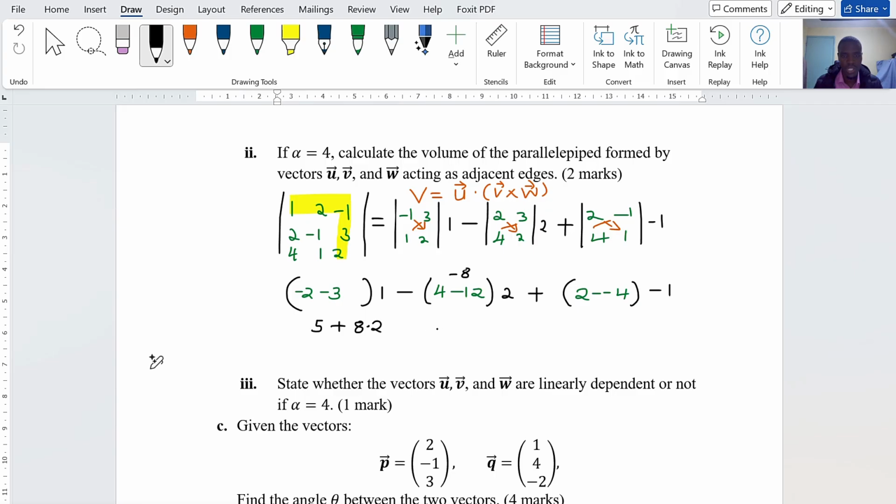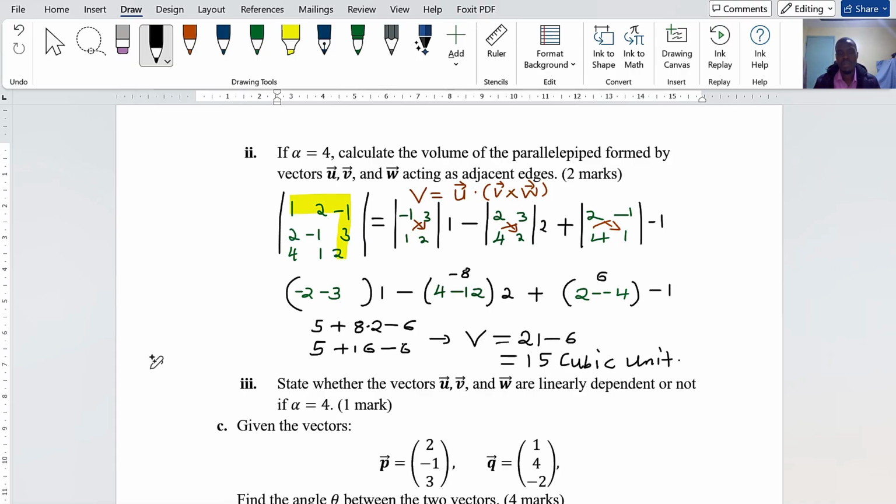So that we don't omit it. Now 2 minus 4 is simply -2, so -2 times -1... becoming 6. Now we have 5 plus 16 minus 6. So the volume of that particular parallelepiped formed by the three vectors is 5 plus 16, which is 21, minus 6, and the volume is 15 cubic units.